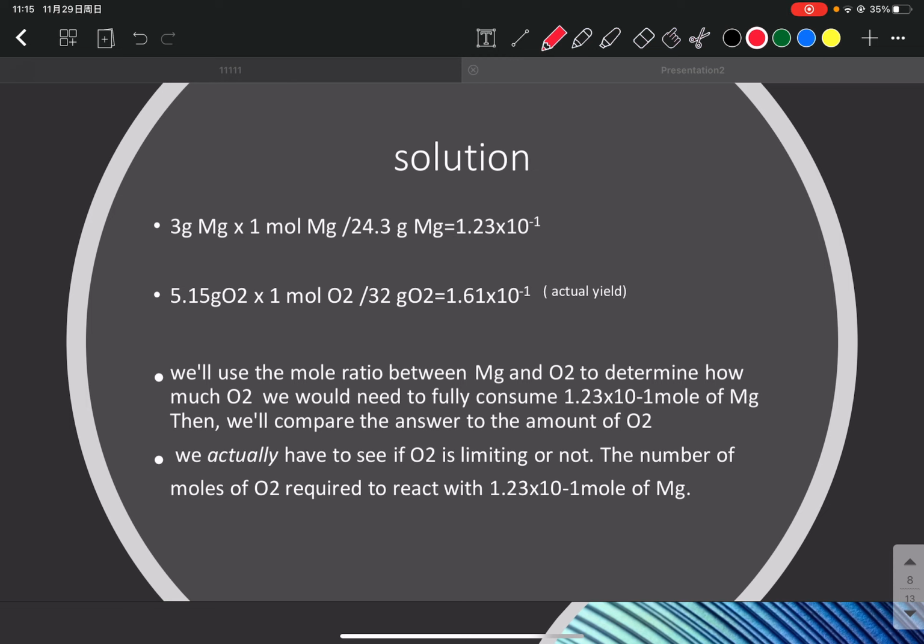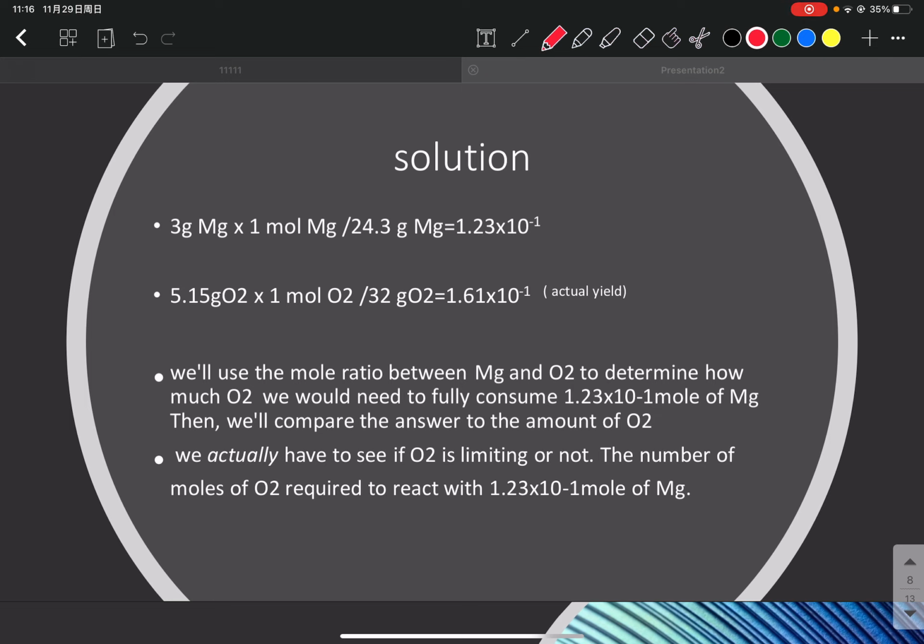Here's the solution. To solve this problem, we first need to determine which reactant, magnesium or oxygen, is limiting. We can do so by converting both reactant masses to moles, and then using the mole ratio from the balanced equation to identify the limiting reactant. From here, we can use the amount of limiting reactant to calculate the theoretical yield of MgO.